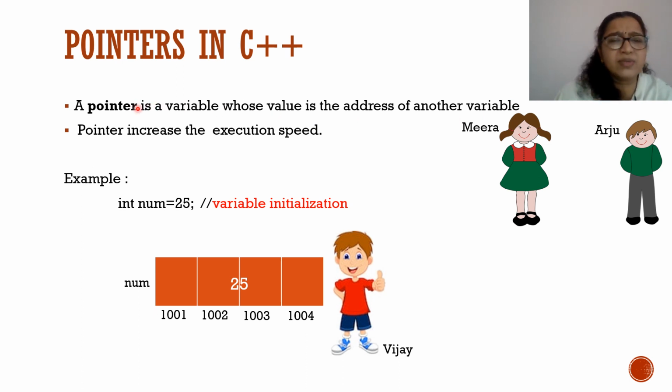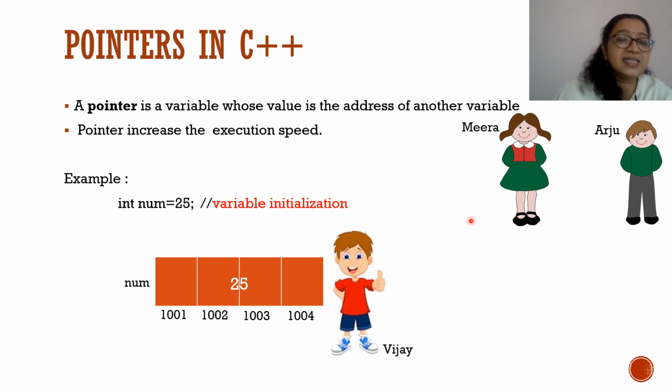Okay. Why are we using these pointers? What is the use of this pointer? See here one simple example. Meera, one girl is there, and Arjun, another boy. They both want to meet Mr. Vijay. Meera knows the address of Vijay, but Arjun doesn't know the address of Vijay, but he knows his name is Vijay. Who will reach first? Yeah, we know Meera will reach first. How? She knows the address of Vijay.